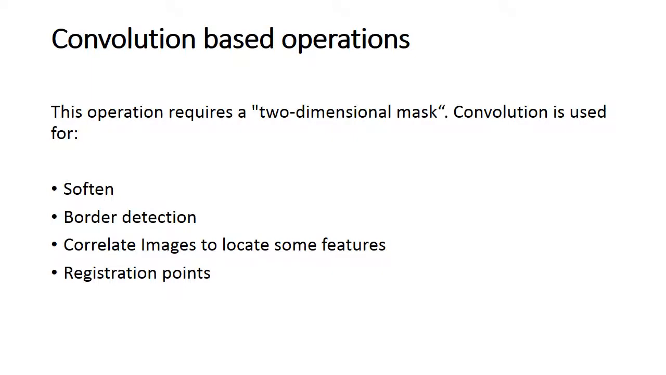Then the convolution-based operations. This type of operations requires a two-dimensional mask. The size of the mask depends on the size of the image. It can be used to soften an image, border detection, and correlate images to locate features and registration points. Depending on the mask used is the result obtained.